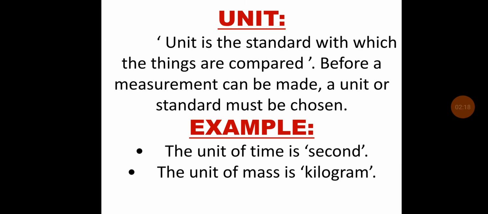Next is the unit. A unit is the standard with which things are compared. Before a measurement can be made, a unit or standard must be chosen. For example, the unit of time is second, the unit of mass is kilogram, the unit for thermodynamic temperature is Kelvin, the unit for volume is cubic meter, and the unit for area is square meter. So, different units are used in daily life.